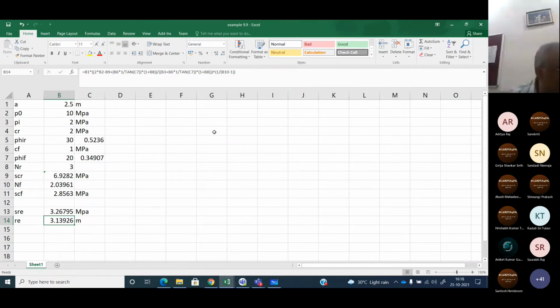So you can cut the sigma numbers, they are not matching. Yeah, those are wrong. I calculated later on. Right now you write it. Sigma Re is 3.2679 and Re is 3.139 meter. This is the correct number. In the book it is not correct. Now I'm going to plot this graph. So let us plot this.